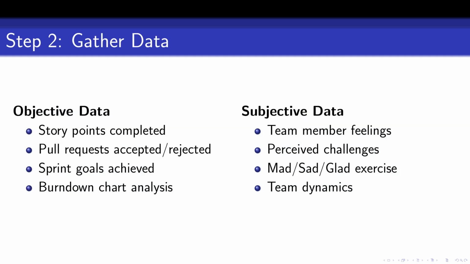Next, we gather data, both objective and subjective. Objective data includes story points completed, pull requests merged, and sprint goals achieved. Subjective data is just as important. Team members share their experiences, challenges, and emotional reactions. Techniques like mad, sad, glad help capture how the team is feeling about their work.